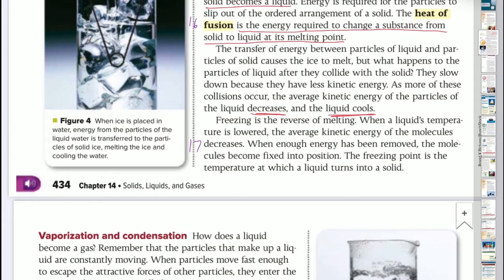Freezing is the reverse of melting. When a liquid's temperature is lowered, the average kinetic energy of the molecules decreases. When enough energy has been removed, the molecules become fixed in position. The freezing point is the temperature at which a liquid turns into a solid.